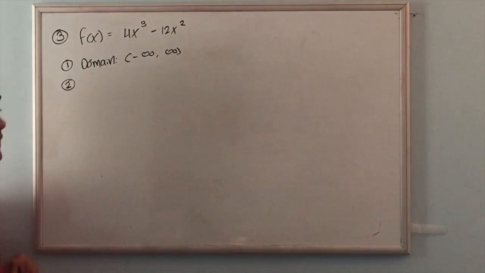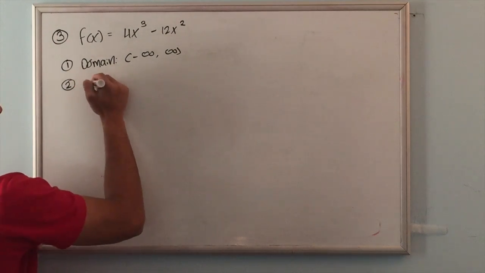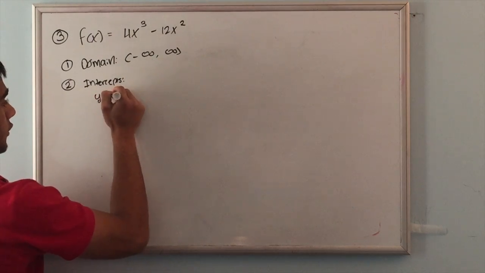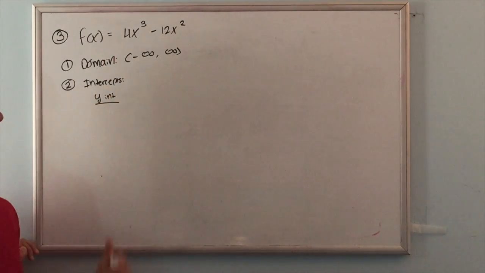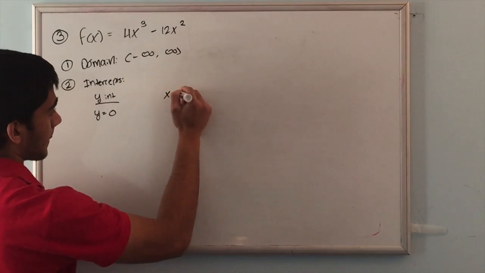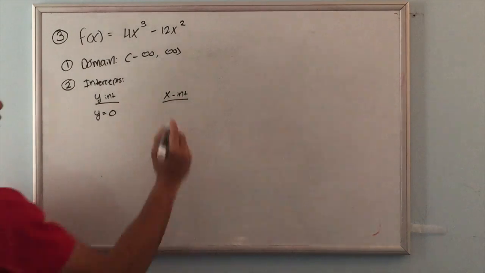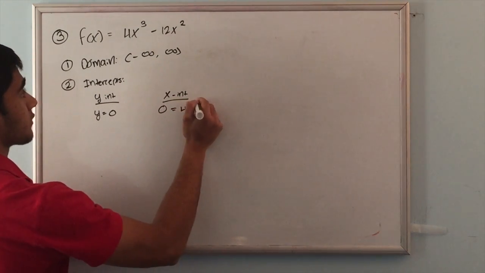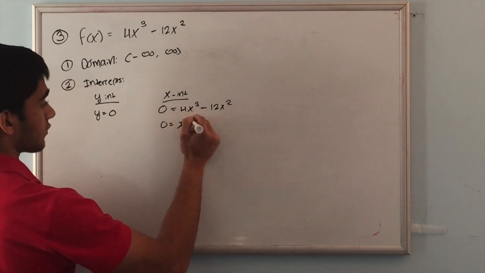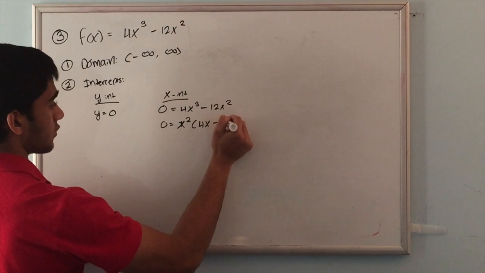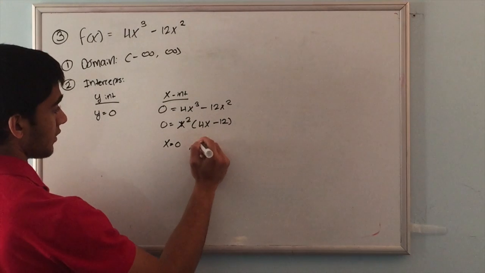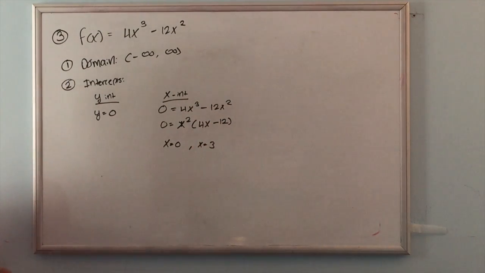Second thing I like to do is find any intercepts of the function. Notice that there are x-intercepts and y-intercepts. The y-intercept occurs when x is 0. If x is 0, we get y equals 0, so the y-intercept occurs at y equals 0. The x-intercept occurs when y equals 0, so we get 0 equals 4x cubed minus 12x squared. If you factor out an x squared, we get x squared times 4x minus 12, and we get x equals 0 as an x-intercept and x equals 3 as an x-intercept.